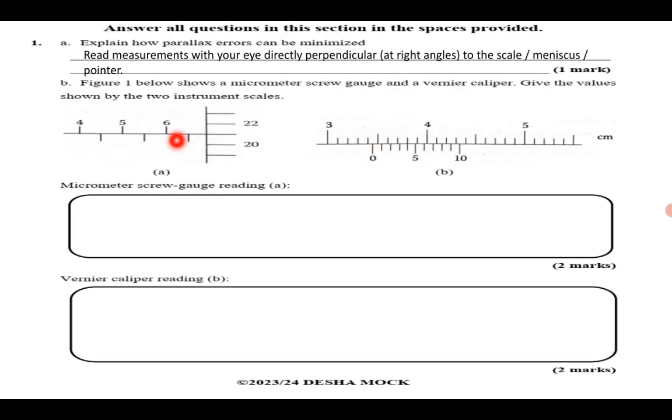So remember that a micrometer screw gauge, this is the micrometer screw gauge. How do we know that? The micrometer screw gauge has what is called the sleeve scale. This is called a sleeve scale. And then you have a thimble scale. That's how we know that this is a micrometer screw gauge. Also, we know that this is a vernier caliper because it has the main scale and the vernier scale down here. So let's look at each of these instruments and determine the readings.